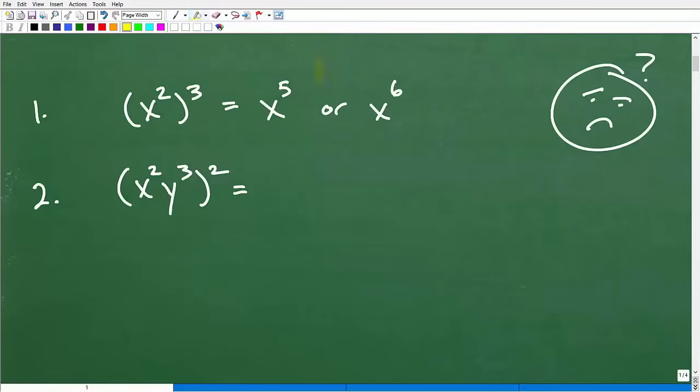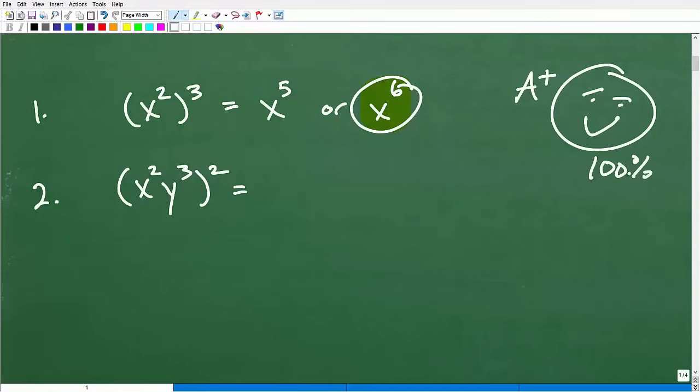Now, if you answered x to the 6th power, then you are doing awesome. You don't have any question marks here. You are like, no, I got this. Give me my A plus. Give me my 100% because I'm understanding the material. And you would be perfectly correct. Good job. You didn't guess the answer, but you knew, in fact, when you're taking a power to a power, you multiply the outside exponent to the inside exponent.